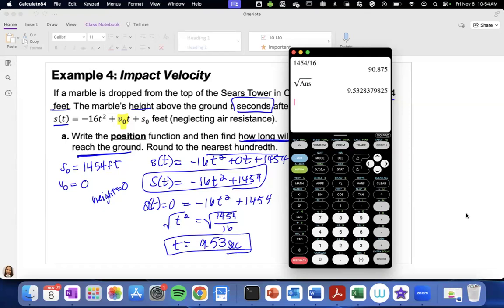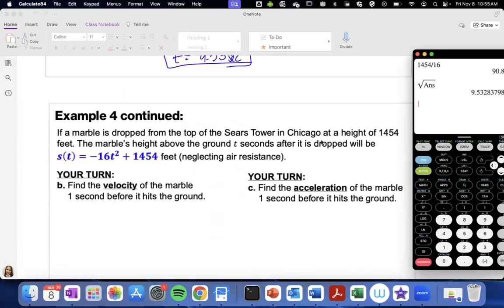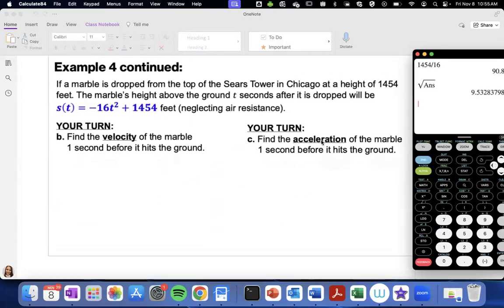Okay. All right. The next thing is, I made this a your turn problem. I want you to go ahead and work on parts B and C. Find the velocity of the marble 1 second before it hits the ground. I have a purpose for that. And then find the acceleration 1 second before it hits the ground.